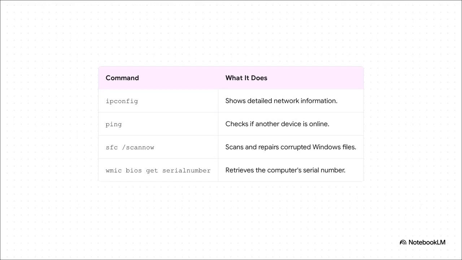And with just a few simple commands, you get immense power. ipconfig gives you a full detailed network report. Ping is kind of like a sonar pulse. You can send it to another computer to see if it's online. sfc /scannow, oh man, this one is a lifesaver. It finds and fixes corrupt system files. You can even use a command to pull the computer's serial number right from the motherboard. Now that is direct control.